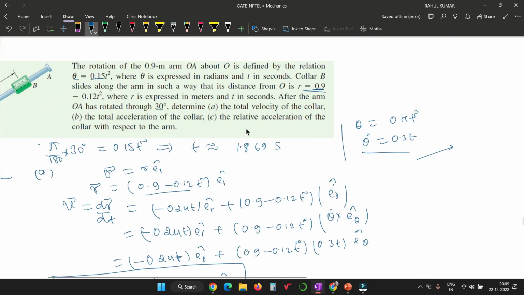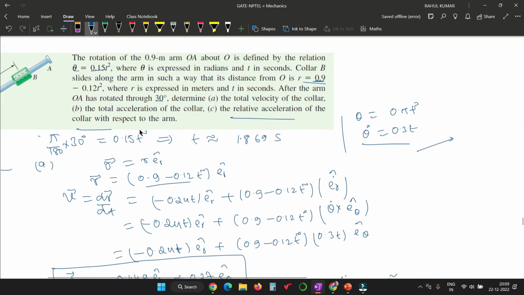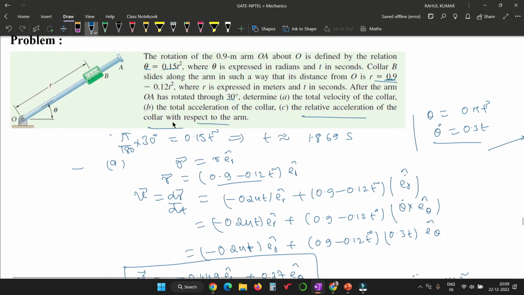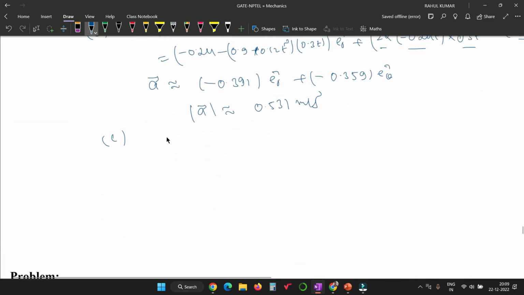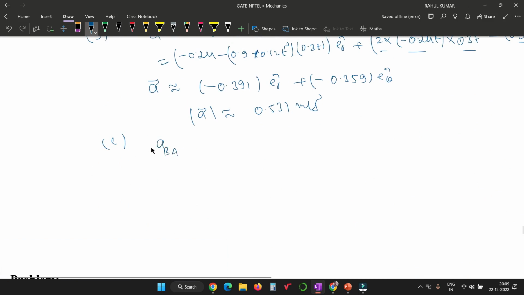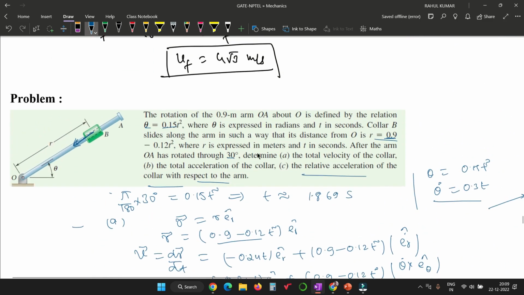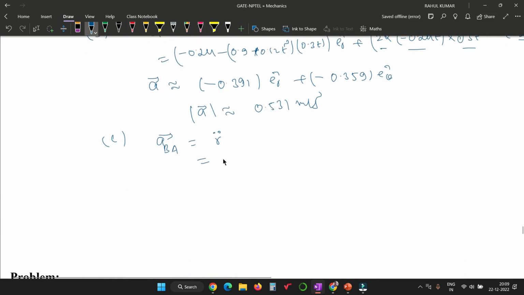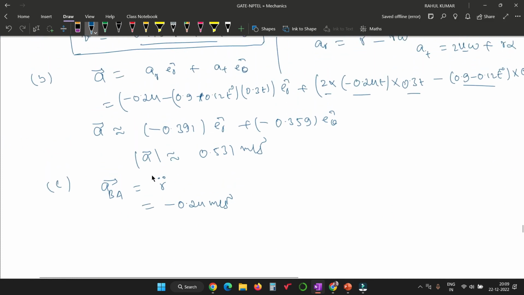And the third part is asking the relative acceleration of the collar with respect to the arm. It is very easy. You can see that this collar is always moving along this direction only. So the acceleration of the collar with respect to A is nothing but r double dot, and that is minus 0.24 e_r.